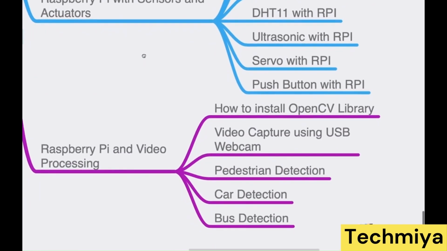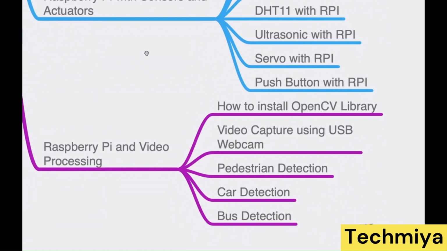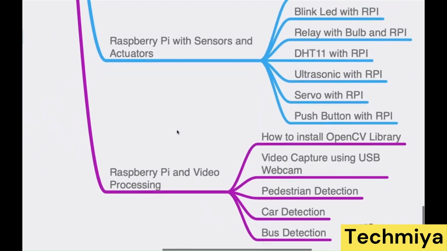After that we'll go more advanced and do Raspberry Pi and video processing. We'll first learn how to install the OpenCV library, then we'll learn to capture videos using a USB webcam. Then we'll use OpenCV and Haar Cascade, and we will classify and detect pedestrians from videos. Then we'll be detecting cars and buses. So these are the topics you will be going along.